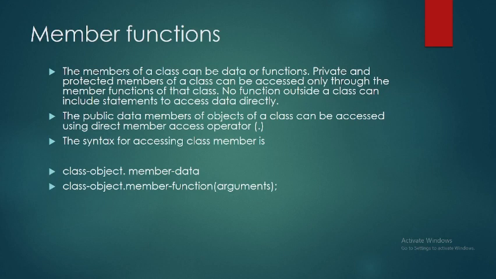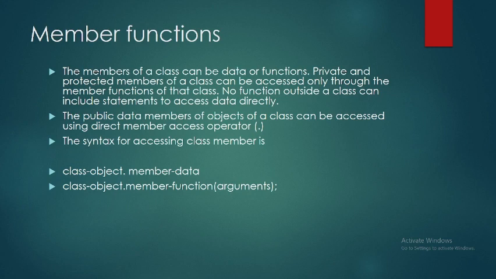Members of a class can be data or functions, as I already told you. There are private, protected, and public access specifiers for each class. However, the private and protected members can only be accessed by the member functions of the class. No function outside the class can access these data. The public data members can be accessed from any function, whether it is a member function or not.